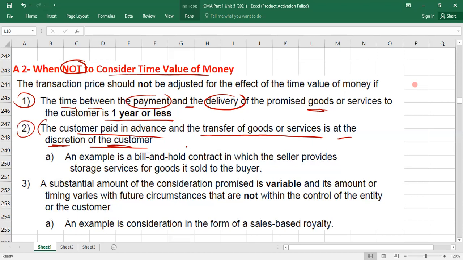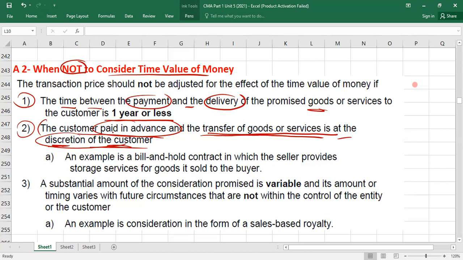Now you have a question in your mind. You are thinking, sir, I will keep this chair with me, but if anything happens, I'm not responsible. And as a customer, I agree to that. I said, no problem. Take the payment, keep the goods, I will take it. It means now what happened here? Payment is in advance, but the transfer of goods or service is at the discretion of the customer. If this scenario is there, maybe the customer will even come after 10 years.